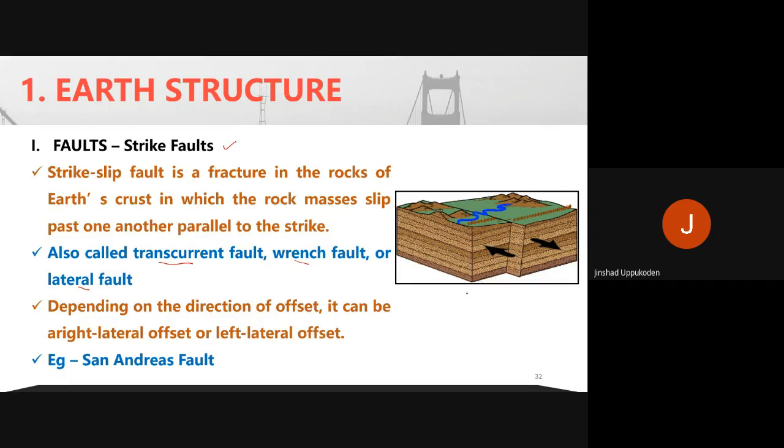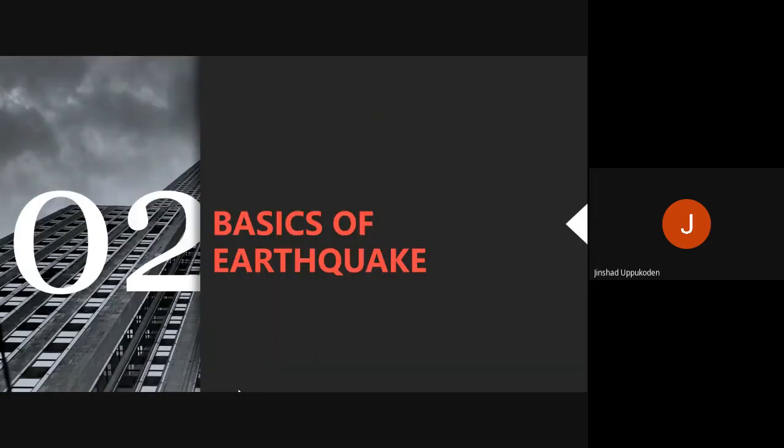The best example of this is the San Andreas fault in America. Strike faults are comparatively lower in number compared to normal and reverse faults. So that is all with regards to the Earth structure and how all these faults will also cause earthquakes.